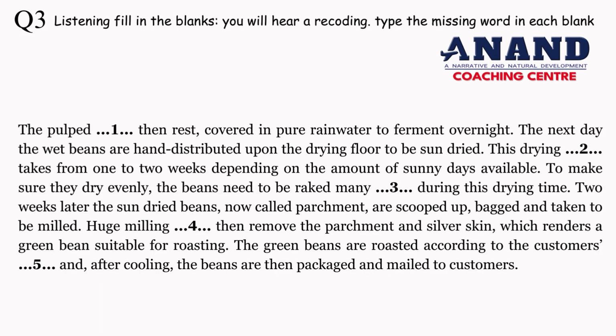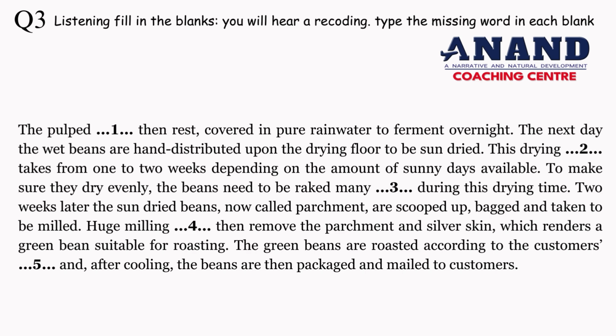The pulped beans then rest, covered in pure rainwater to ferment overnight. The next day the wet beans are hand-distributed upon the drying floor to be sun-dried. This drying process takes from 1 to 2 weeks depending on the amount of sunny days available. To make sure they dry evenly, the beans need to be raked many times during this drying time.